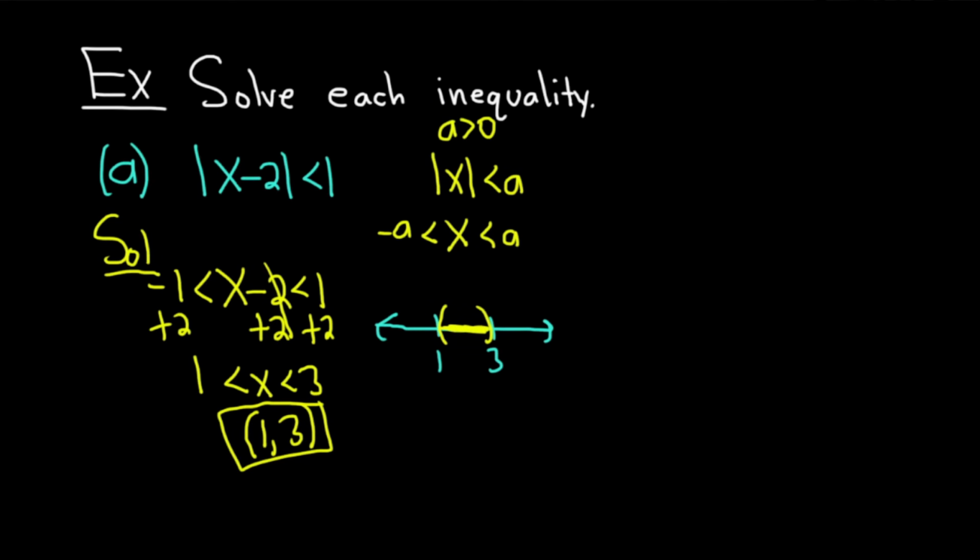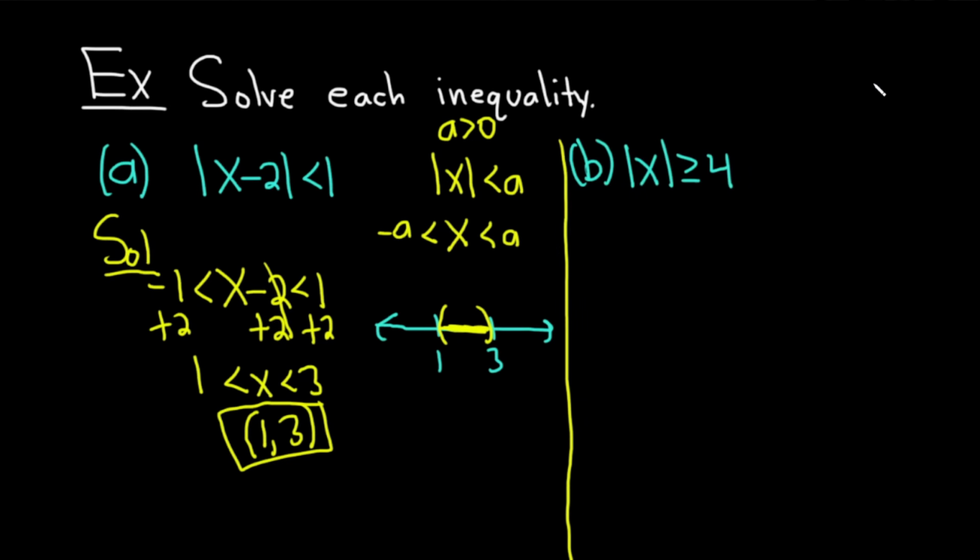Let's do another example. Part B, the absolute value of x greater than or equal to 4. So let's think about this for a minute. If we have a and it's a positive number, and we have the absolute value of x greater than or equal to a, what does this mean intuitively? It means that the distance between x and 0 is greater than or equal to a. That means that x is bigger than a, or it's smaller than negative a. Super useful, super important.